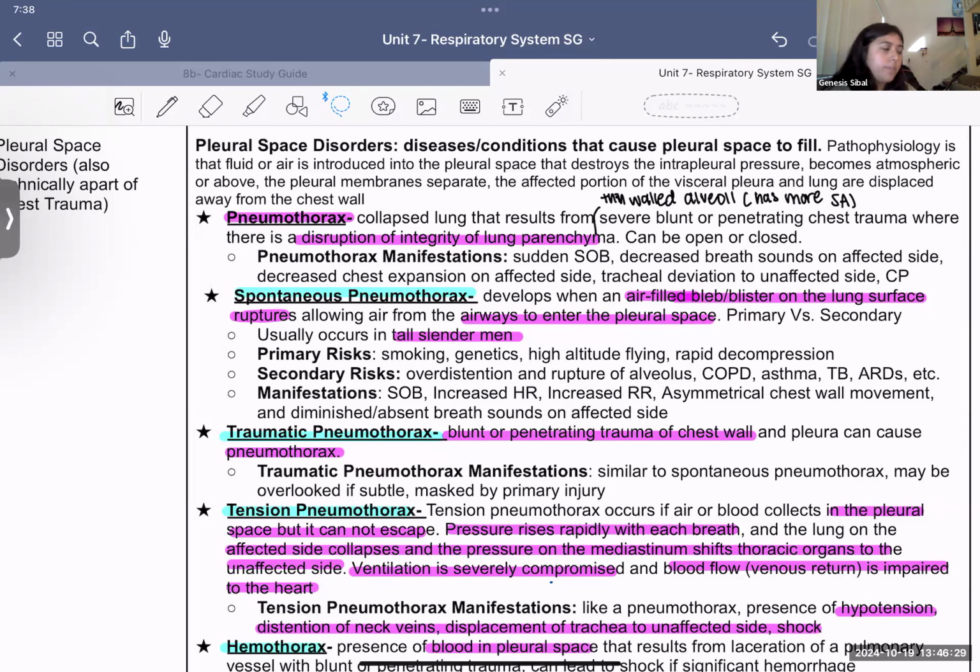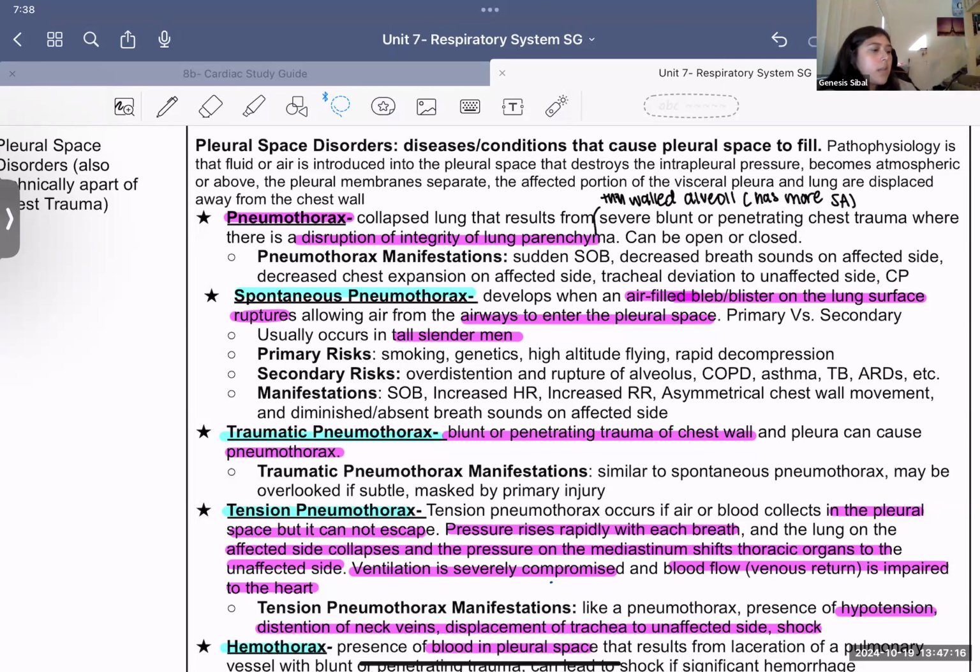So pleural space disorders are basically diseases and conditions that cause the pleural space to fill. And as a result, most likely what's going to happen is that the lung is going to collapse right next to it because of what's happening to that pleural space, and the shifts in gas exchange in air. So with a pneumo, this is a collapsed lung that results from a severe blunt or penetrating chest trauma, in which there is a disruption of integrity of lung parenchyma. I don't know how to say that word, but basically this is thin-walled alveoli, and so they have more surface area, so it can be opened or closed. So this is just overall what we're talking about right now. It's just pneumothorax is collapsed lung.